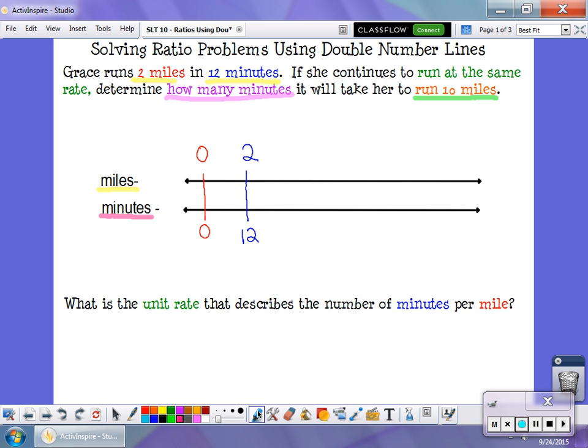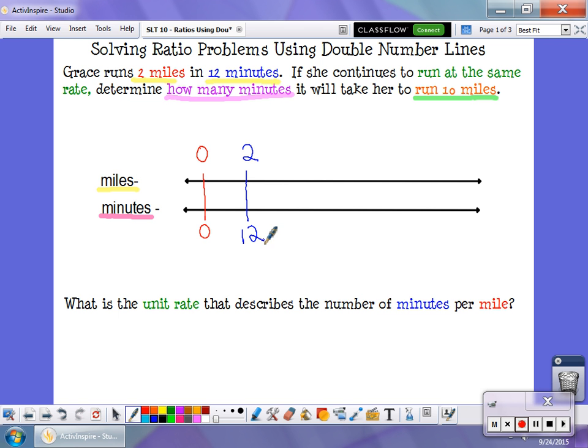Now these two numbers go together to create our ratio. I want you to look at them for a second. So I can see that my 2 is on my top number line. That represents my 2 miles. The 12 is on my bottom number line. That represents my 12 minutes. See how the labels can help us know this is 2 miles and 12 minutes? So this ratio, 2 over 12, is the same as what I have here. The only difference is I have it set up as a number line instead of as a fraction.